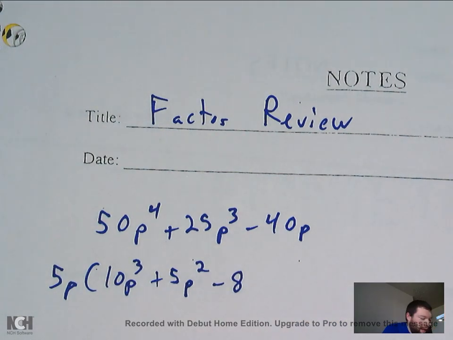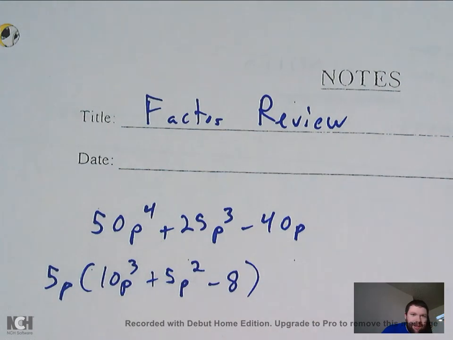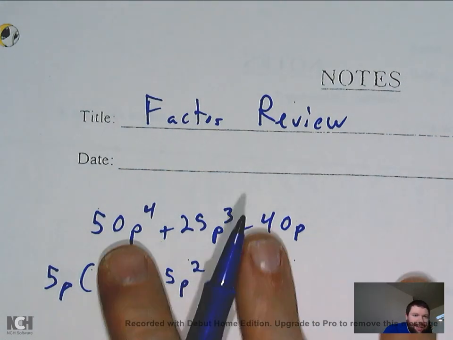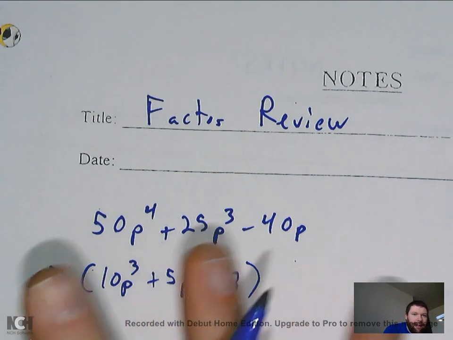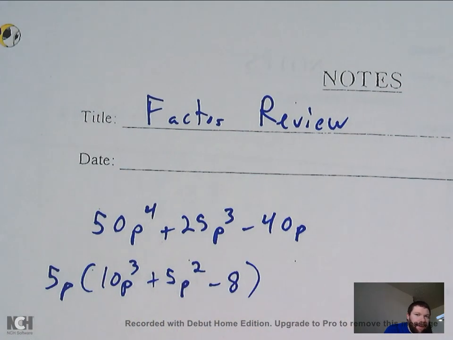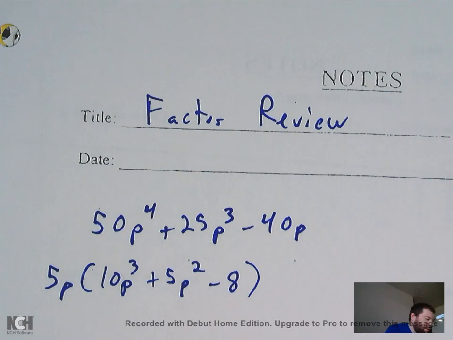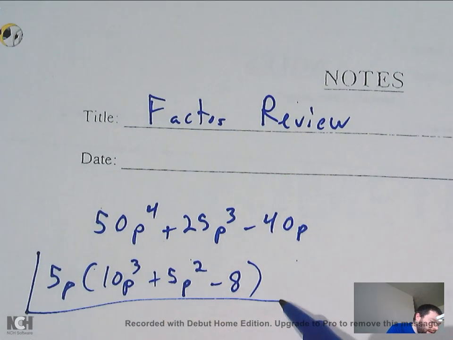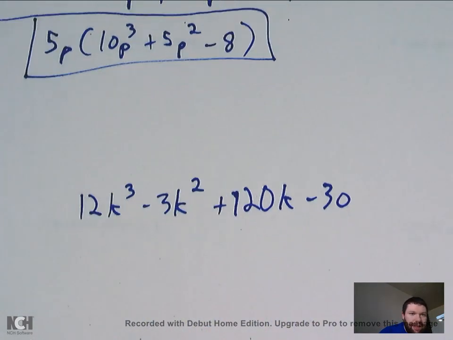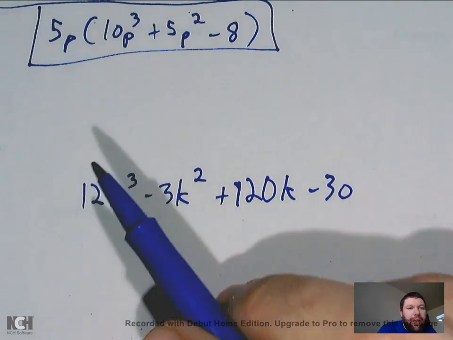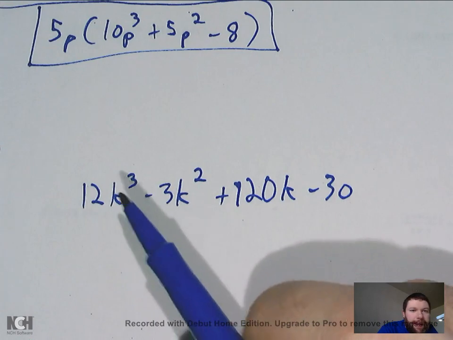So looking at that, there's nothing else I can do there, right? And this isn't a quadratic, so I can't necessarily factor it anymore. So that's as far as I can go. That's just the greatest common factor problem. Okay, let's try another one. So let's look at this one.